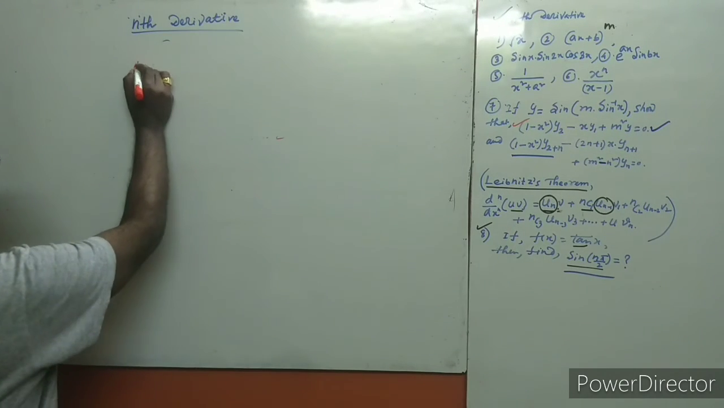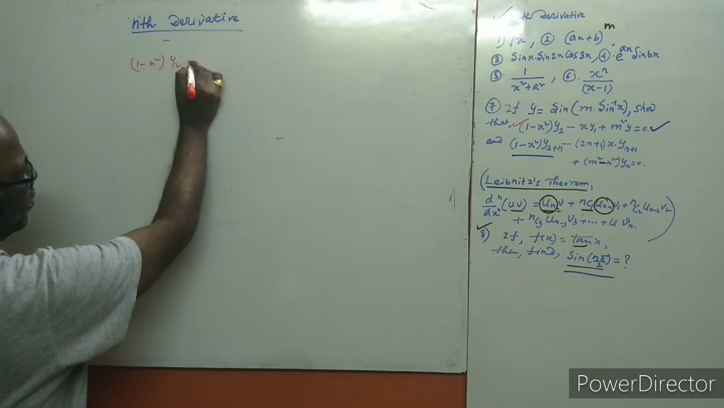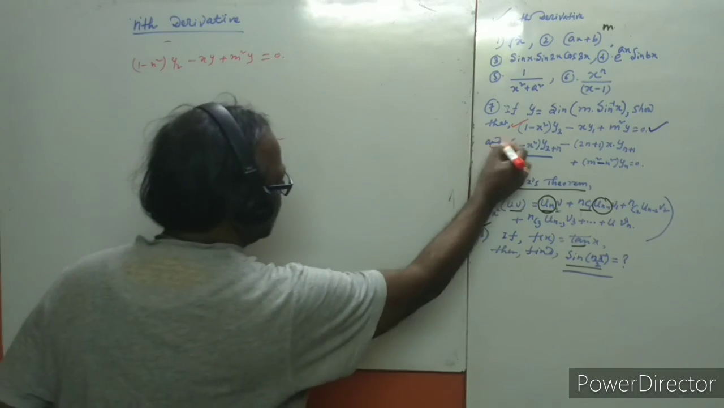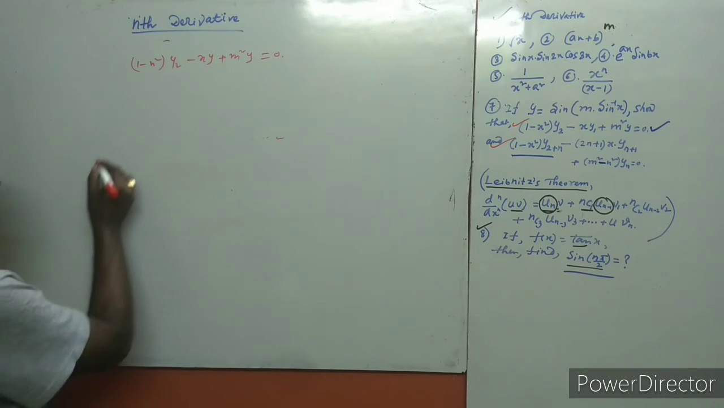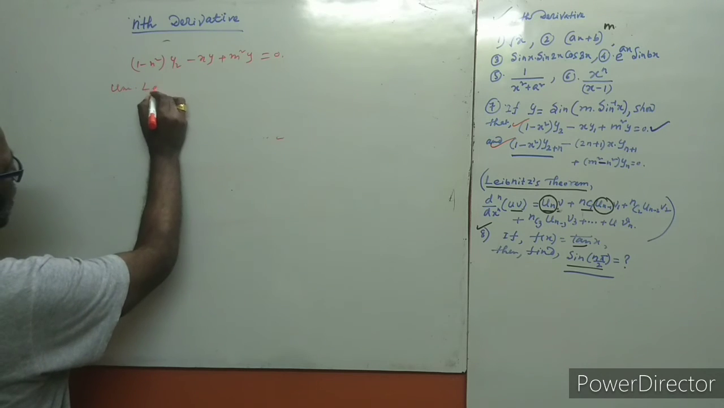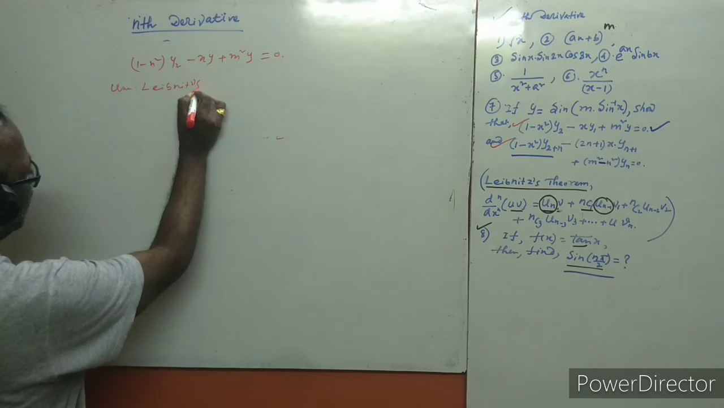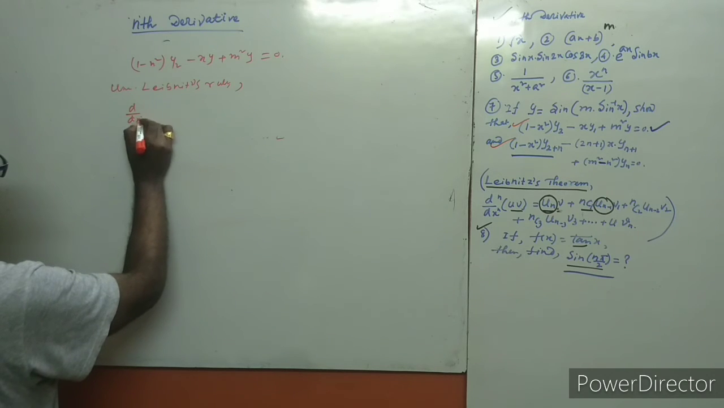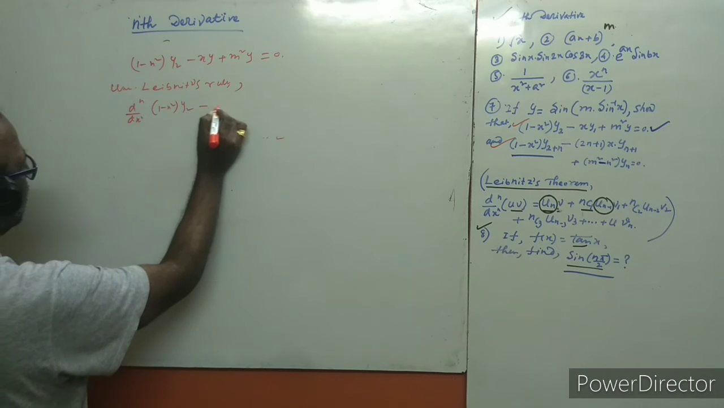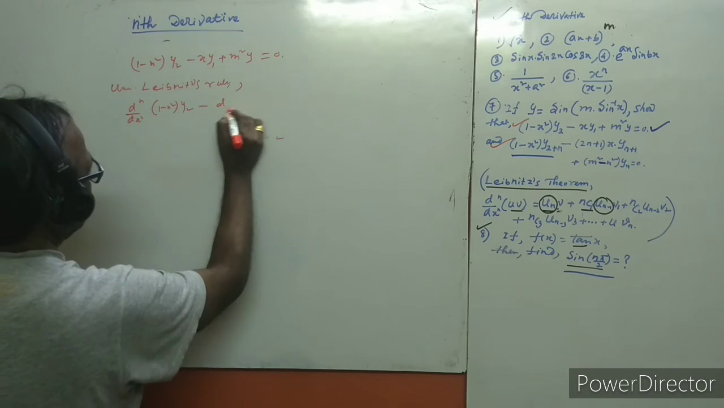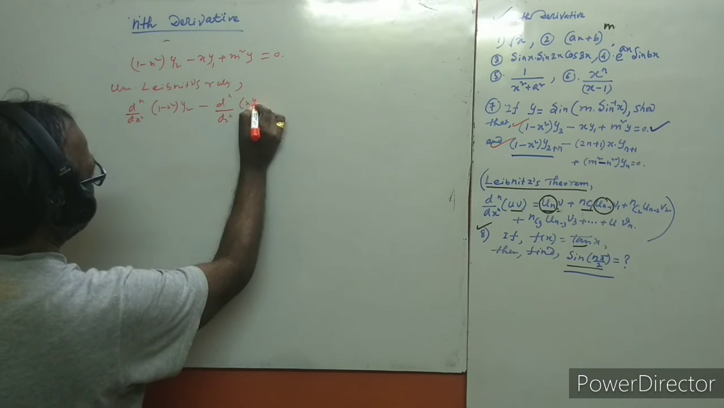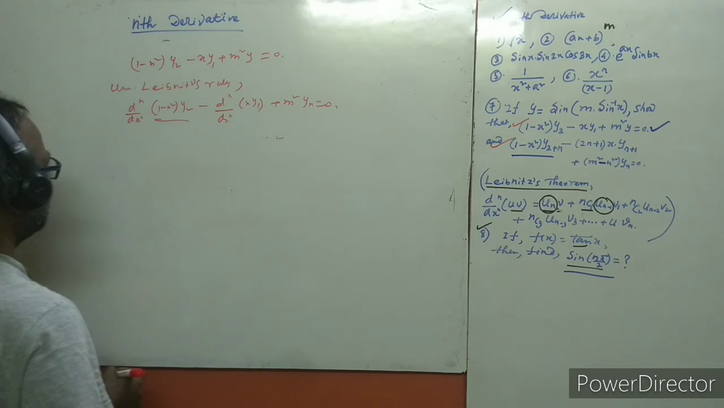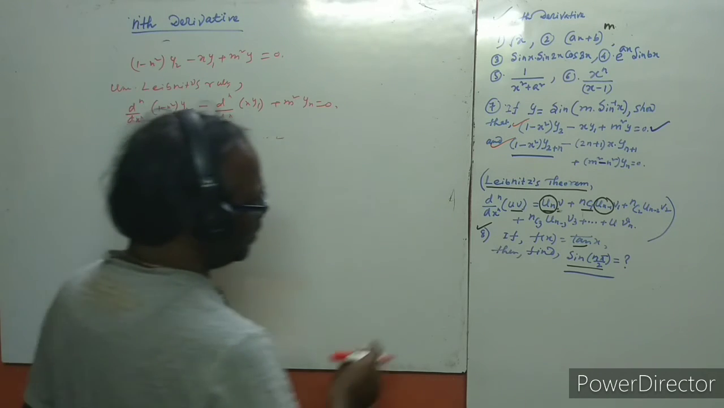So you got the relation 1 minus x square y2 minus x y1 plus m square y equal to 0. And now for the second part of the 7th question, apply the rules. Use Leibniz theorem. Can you apply that? Take the nth order derivative of 1 minus x square into y2, then x into y1, and m square y, giving yn equal to 0. For the nth order, we start from the nth derivative of u into v.